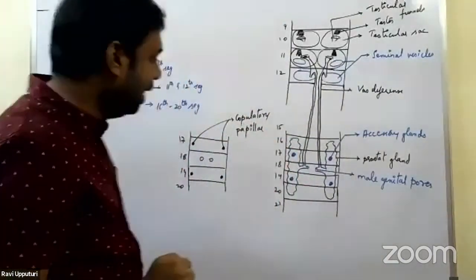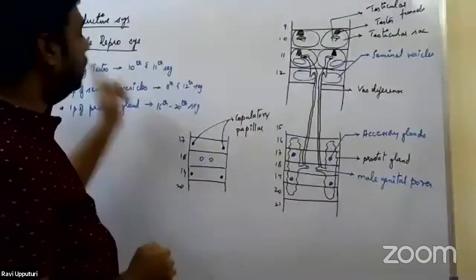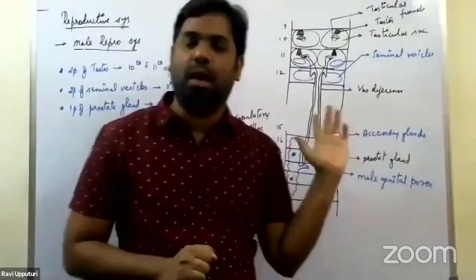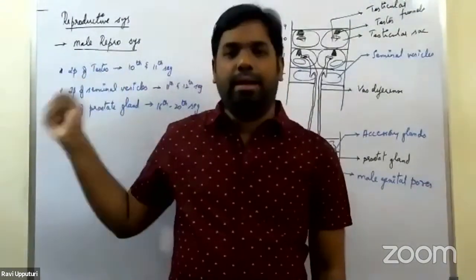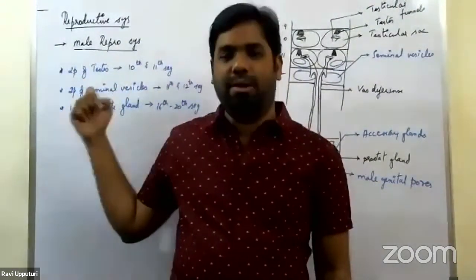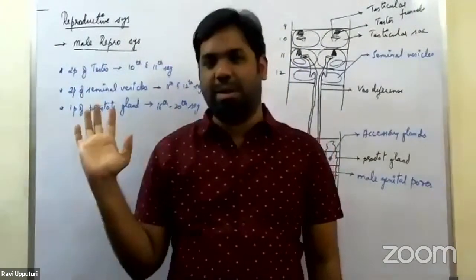So this is what we have with the anatomy of the male reproductive system. In the next session, let us take up the anatomy of the female reproductive system, and then we'll take up the process of copulation, fertilization, as well as the process of development. Thank you.